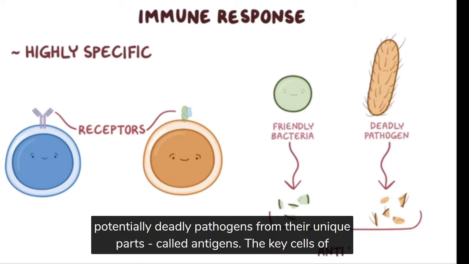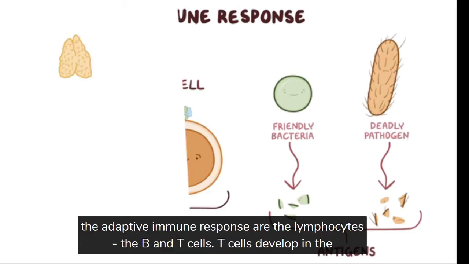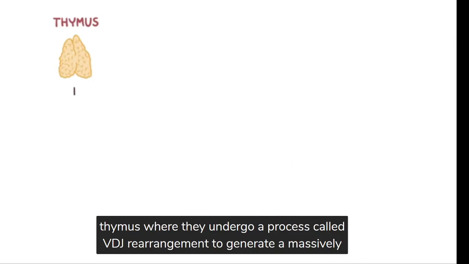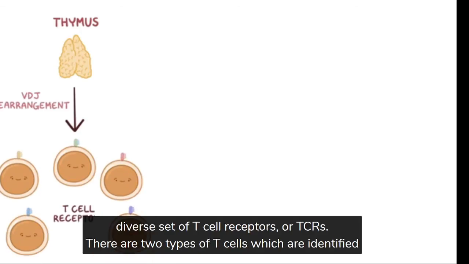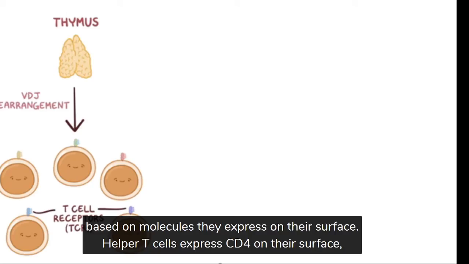There are two types of lymphocytes of the adaptive immune response, the B and T cells. T cells develop in the thymus, where they undergo a process called VDJ rearrangement to generate a massively diverse set of T cell receptors. Cytotoxic T cells express CD8 on their surface, and their main function is to kill infected cells, which are identified based on molecules they express on their surface.